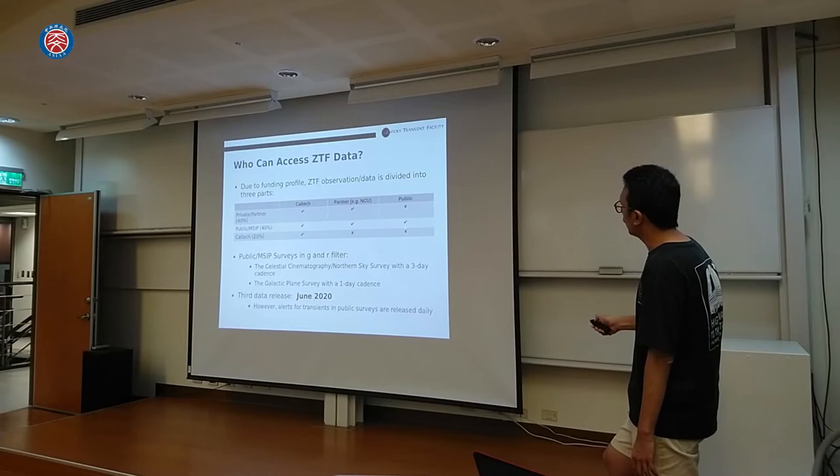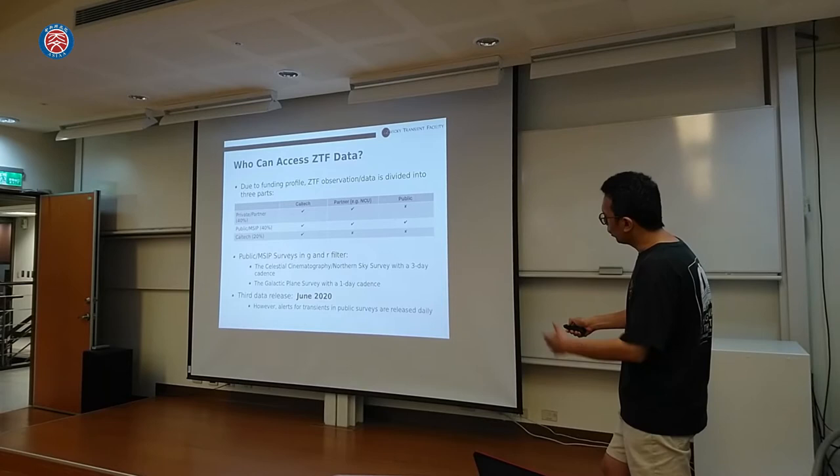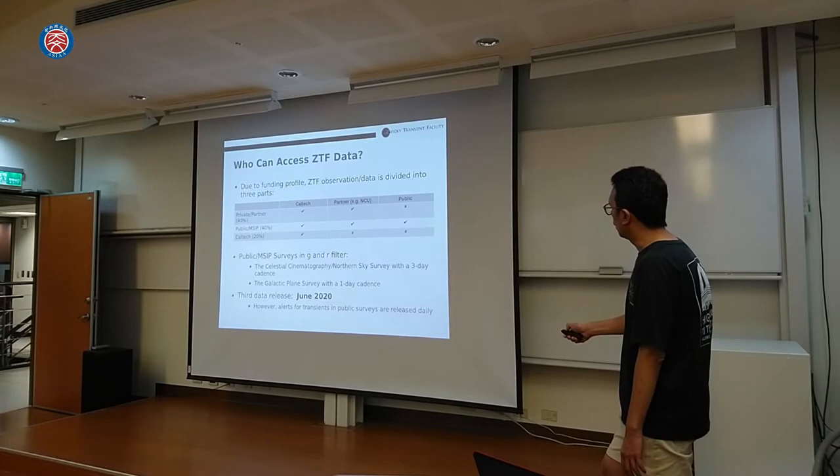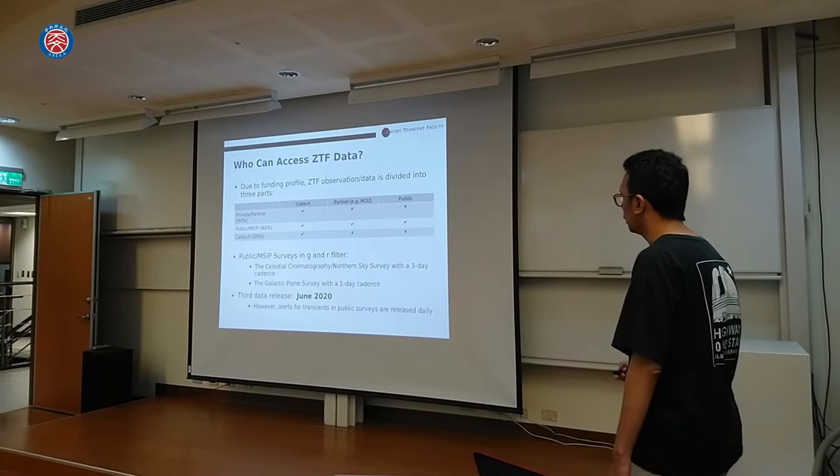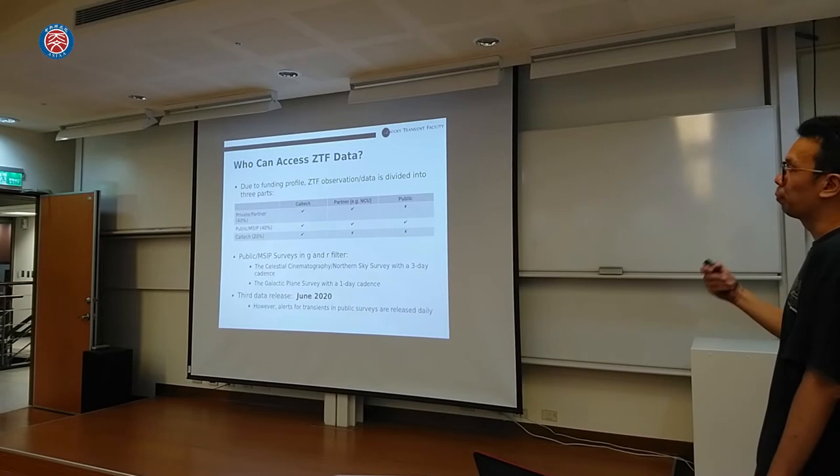For the public survey, they are doing two sub-surveys. One is the extragalactic, 3-day cadence, mainly for supernovae. And they also have the Galactic plane survey, with a one-day cadence. They only do it in g and r bands, because the i band is purchased using private money. So the i band remains for the private time.